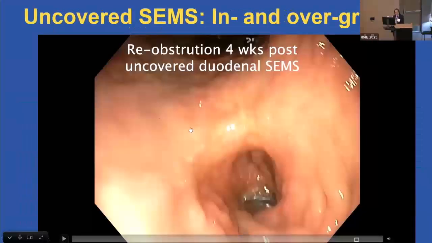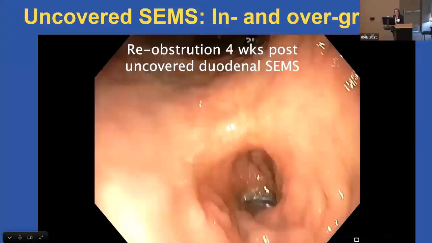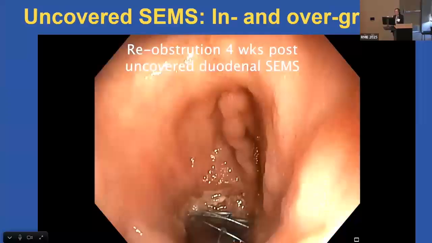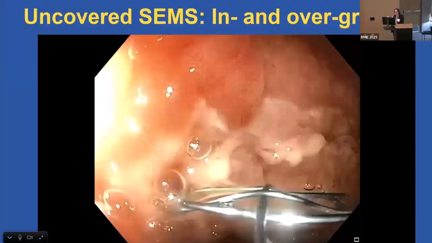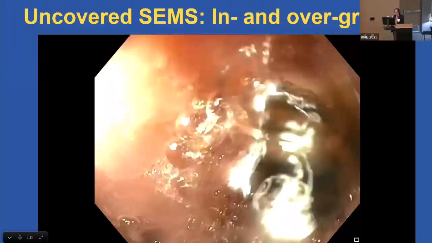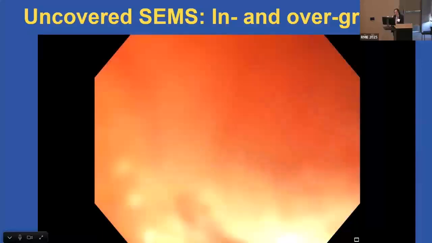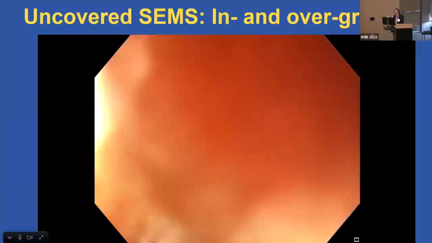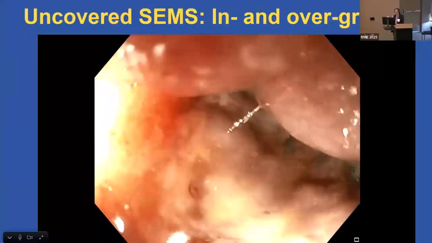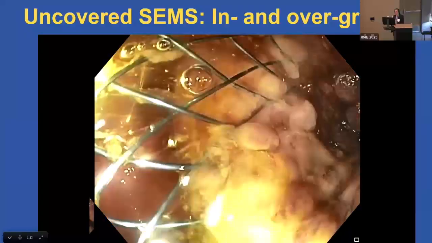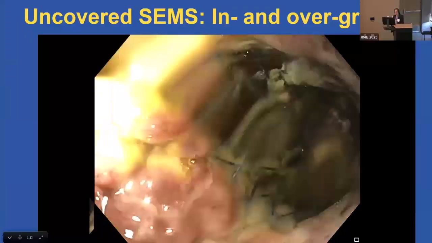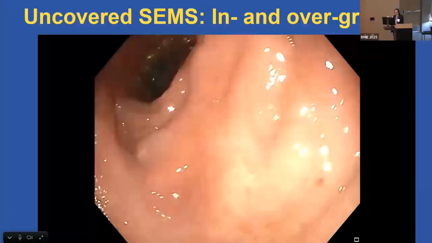And this is a case from just last week that came to me. This is a patient in whom, at an outside hospital, an uncovered SEMS had been placed in the duodenum just 4 weeks earlier for a duodenal malignancy. And here I am going into the interior of the SEMS, and you can see this very impressive ingrowth. In fact, I couldn't even get my diagnostic gastroscope to traverse this stenosis that had recurred as a result of this very impressive ingrowth.